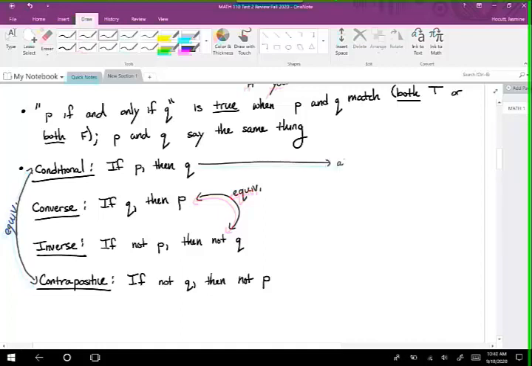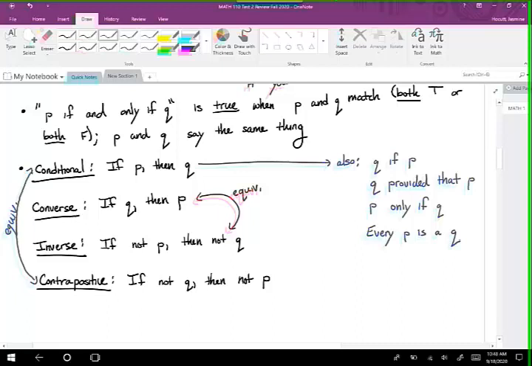For the conditional, remember we also had some other ways of writing if P then Q. So some other forms that mean the same thing. You can have Q if P. You can have Q provided that P. You can have P only if Q. And you can also have every P is a Q.